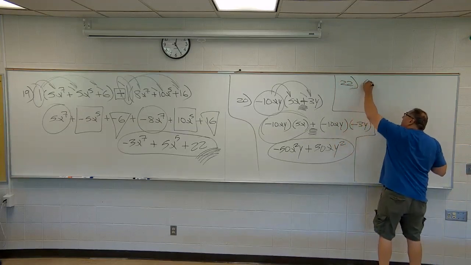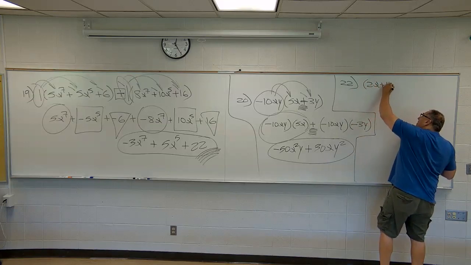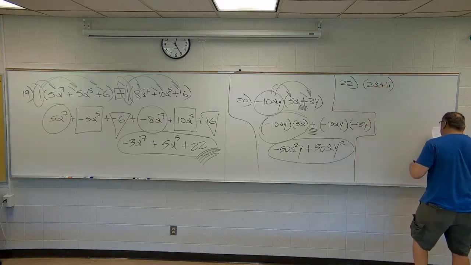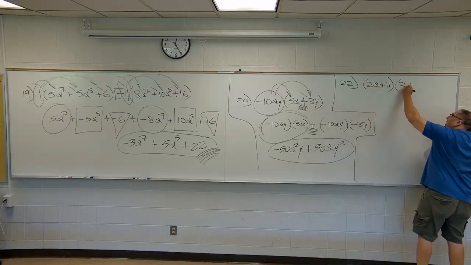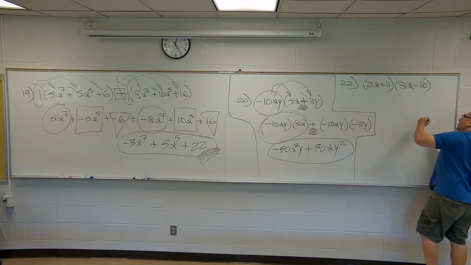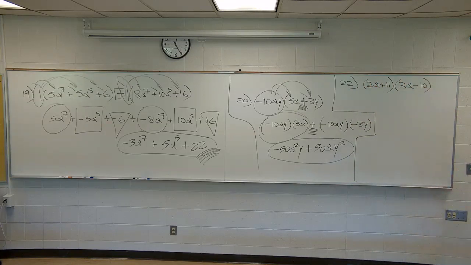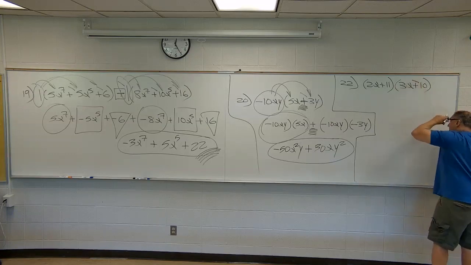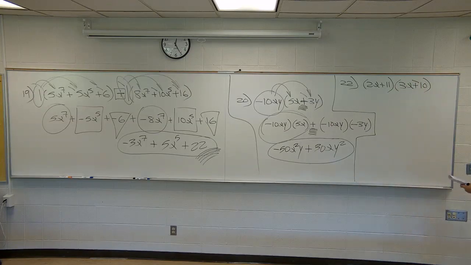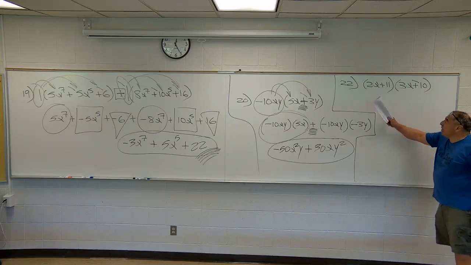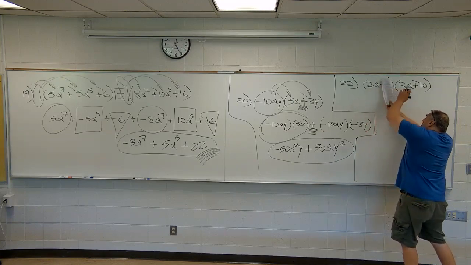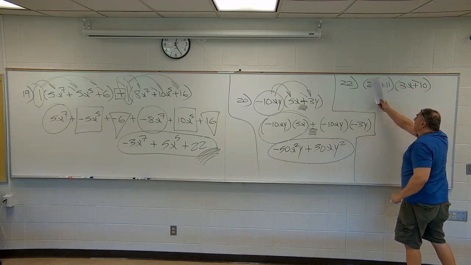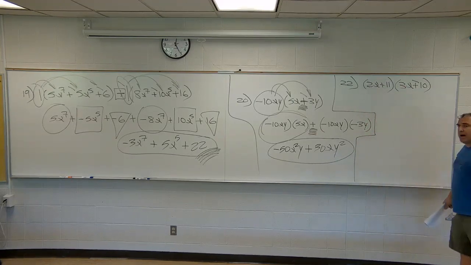You've got 2x plus 11, times 3x minus 10. Minus 10 is plus the opposite of 10. What did I do last time? What did I do a while ago? You will distribute twice. You'll take the 2x right here and bring it to these two guys right there. Then you'll take the 11 and bring it to those two guys as well. And you're done. That's how it proceeds.